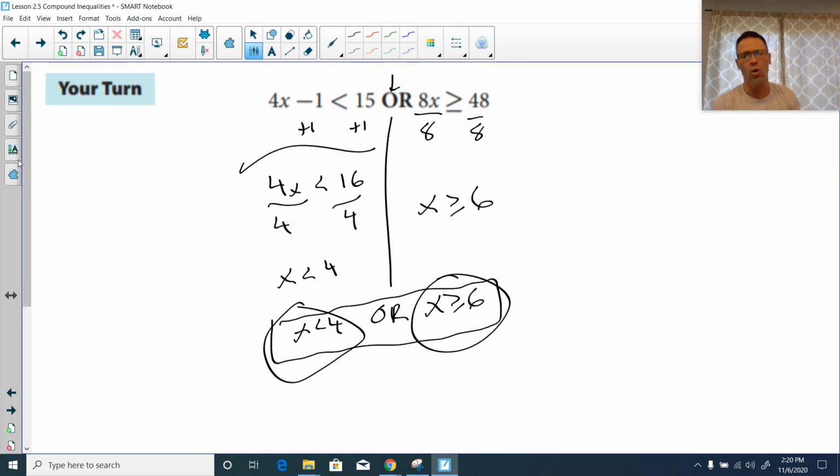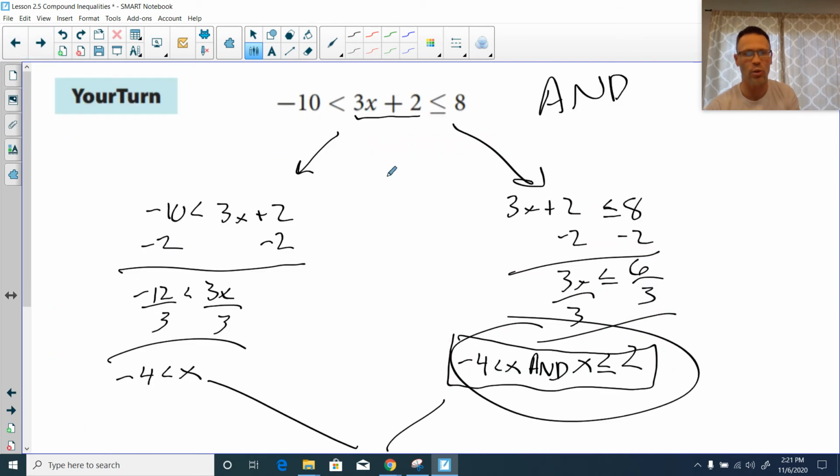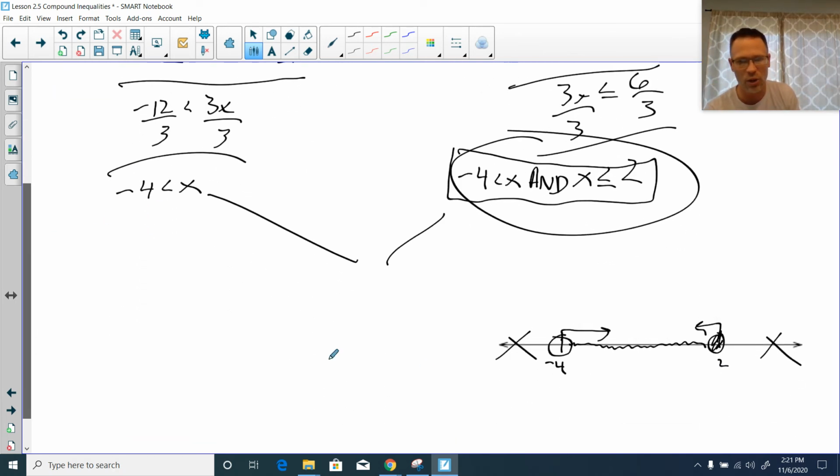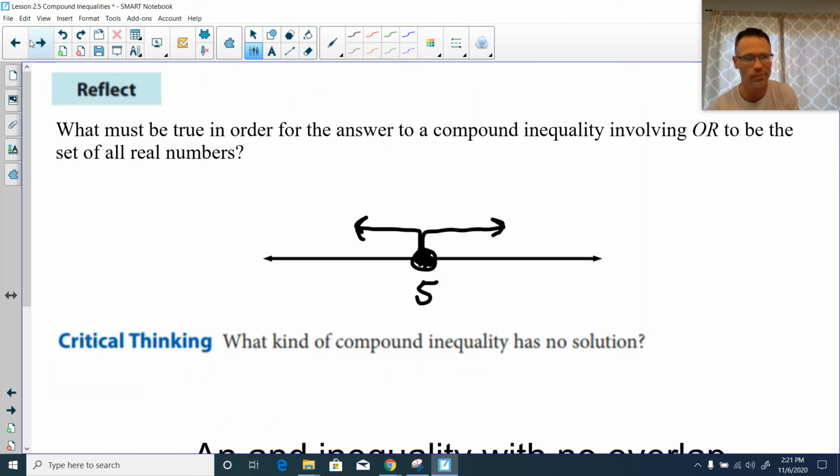So, OR compound inequalities are a little bit easier. With AND compound inequalities, you have to think a little bit. You have to think about the split for AND. But after you split it, there's really not that much difference until you go to graph, and then you have to think about the overlap. With an OR graph, there is no overlap, so it's a little bit more straightforward.